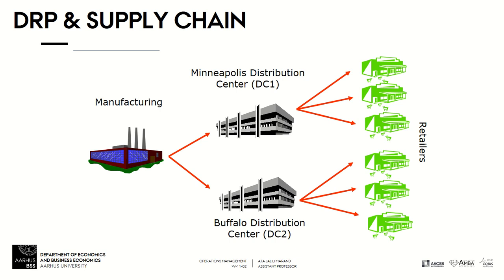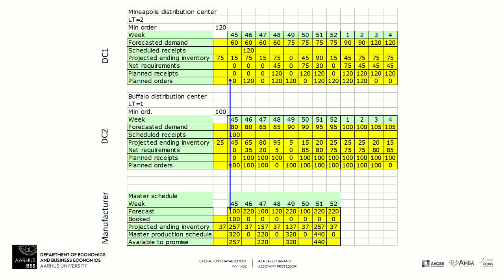Here we can see a supply chain consisting of one manufacturer that distributes its products to the retailers through two distribution centers. We have distribution center 1 and 2, DC1, DC2. And then for each of these DCs, we will have a DRP record, as you can see here. It is very similar to an MRP record, and the only difference here is the first row. In an MRP report, we had gross requirement, but here we have forecasted demand.